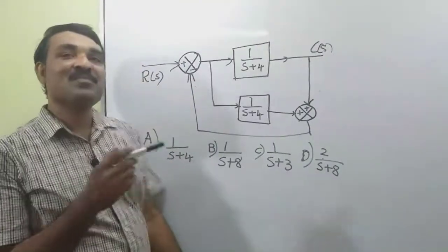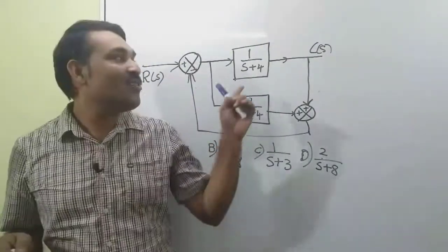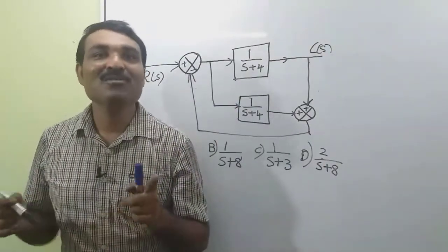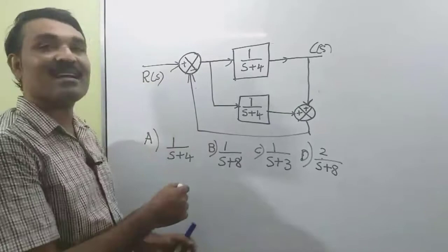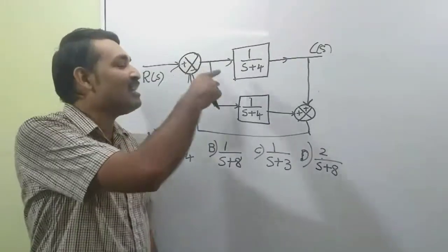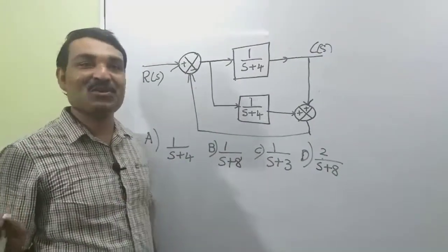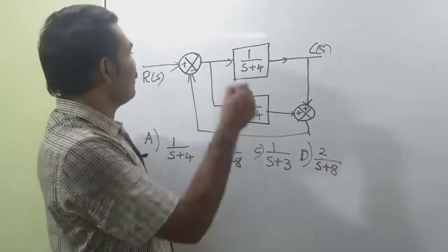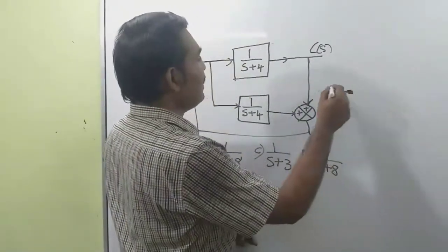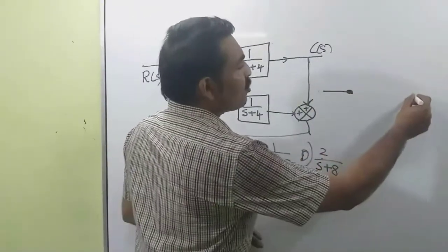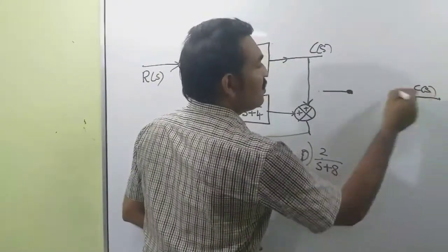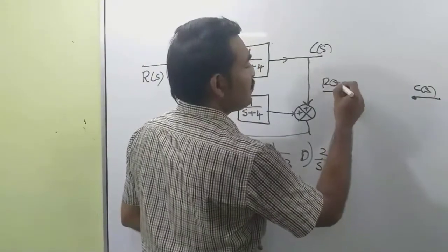Now we have a system, and we want to find the transfer function C(s) by R(s). We can use Mason's gain formula. The options are given. First I am going to draw the signal flow graph corresponding to this block diagram. The summing point can be replaced by a node. Then we have an output node, C(s) is the output and R(s) is the input.